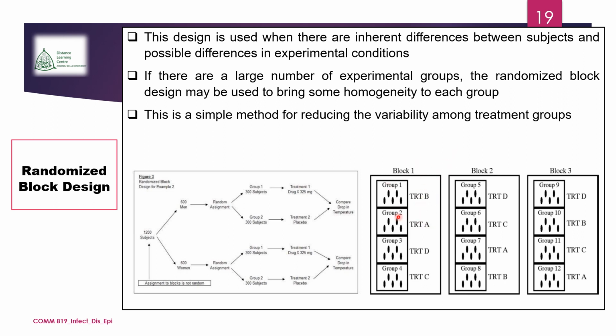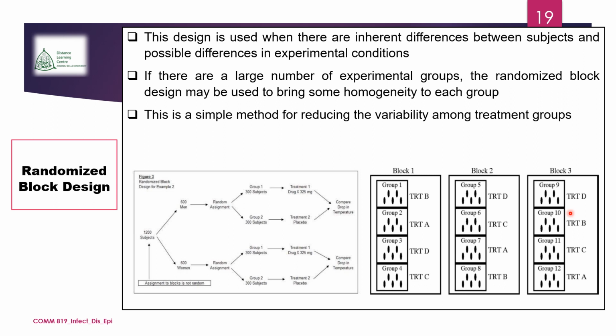Group 1 can take any of the treatment. So in this case for block 1 you have treatment B being the first. They go to group 1, treatment A, D, and C. Then in block 2, you have treatment D going to group 5, treatment C going to 6, and up to block 3 you have different. In block 3 you have treatment D still going to group 9.